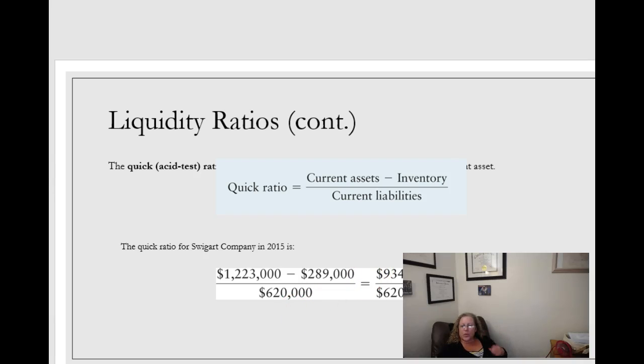Okay, and so what this basically tells us is that for every dollar of asset, we have about 50 cents worth of debt, 1.51.